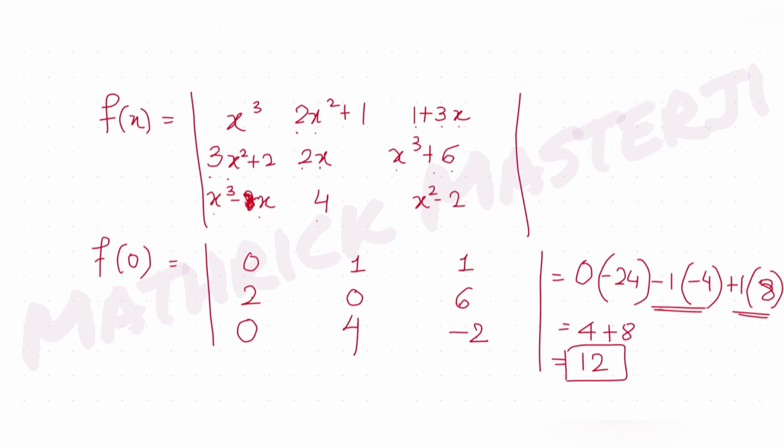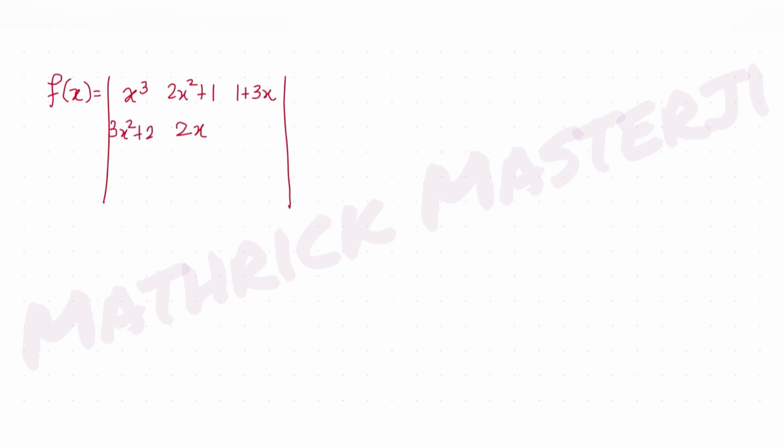Once I get this as 12, I also want to find f dash of 0. For that I will need f dash of x. Let's write the terms of the determinant once again: x cube, 2x square plus 1, 1 plus 3x; 3x square plus 2, 2x, x cube plus 6; x cube minus x, 4, x square minus 2.